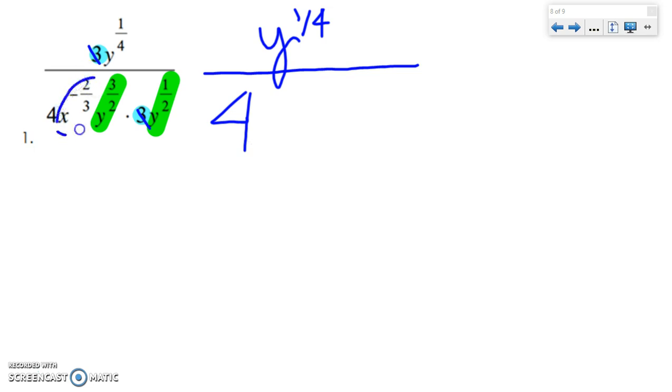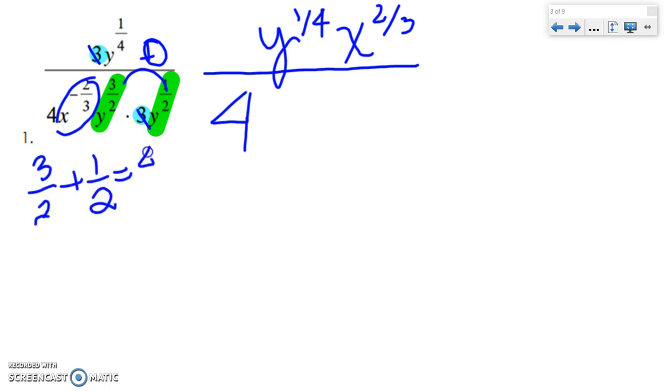X to the power of negative 2/3 can go up to the numerator because I do not want a negative exponent. And then I'm going to take 3 halves and 1/2 and add them together. So 3 over 2 plus 1 over 2 would give me 4 over 2, which simplifies to 2, so y would have an exponent of 2 in the denominator.